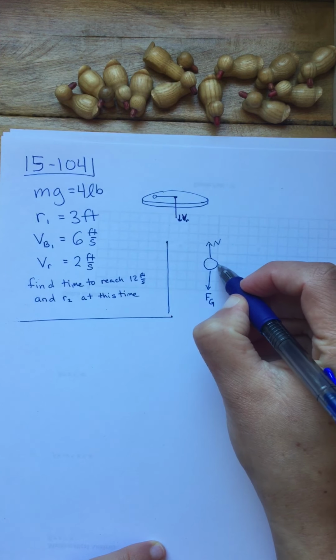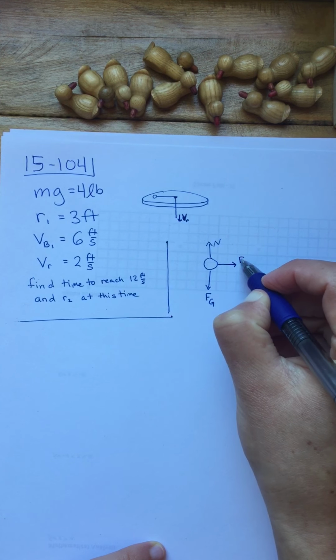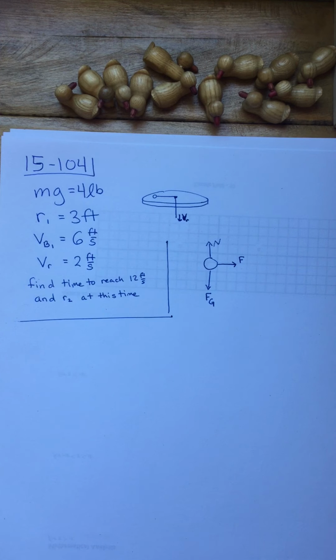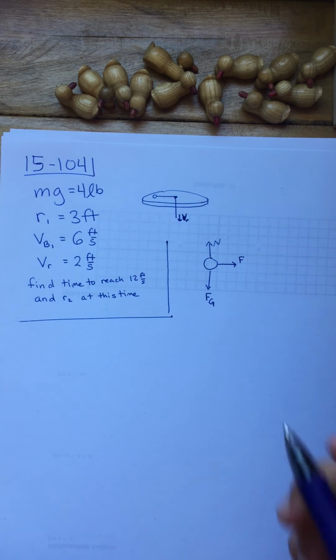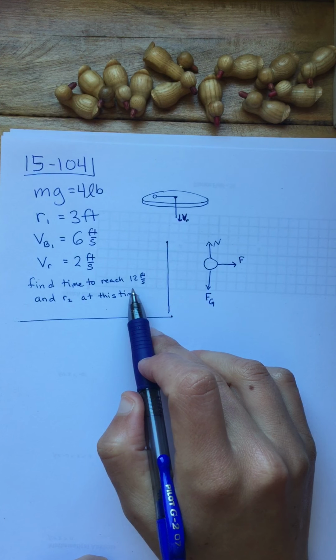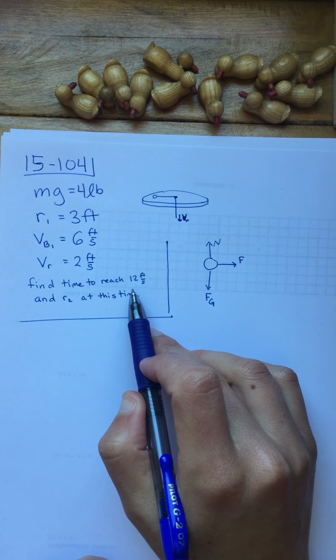Then we have the cord here, which is exerting a force on the ball. I'm going to call that force F. And we have no friction, so those are the only forces that we have acting on the ball. We want to find the time that it takes to reach a speed of 12 feet per second.